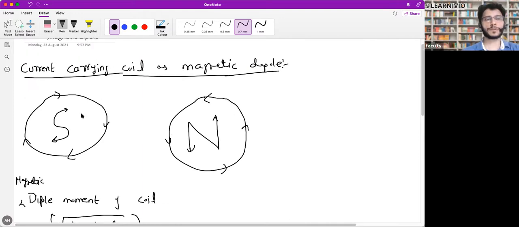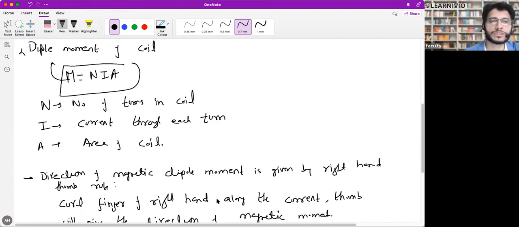If this is the direction of current, like clockwise, just take your right hand and curl your fingers clockwise. The thumb is going inwards, so your magnetic moment will be inwards. In this case, can you tell me the direction of magnetic moment? Outwards. You curl your fingers in the anti-clockwise sense, and the thumb is going outwards. So the direction of magnetic moment is outwards.